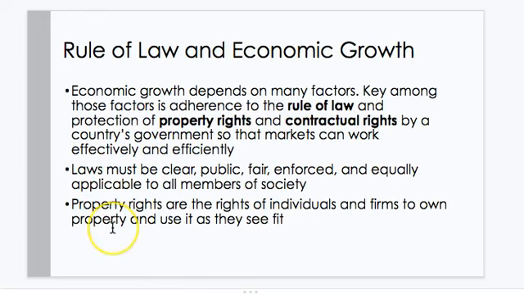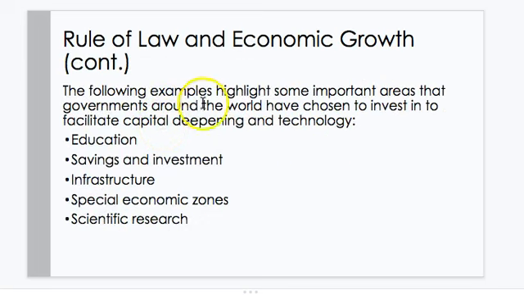Economic growth depends on many factors, key among them rule of law, property rights, and contractual rights. We've talked about this before, that the laws must be clear and property rights have to be able to be enforced. The following examples highlight some important areas that governments around the world have chosen to invest in to facilitate capital deepening and technology: education, savings and investments, infrastructure, special economic zones, scientific research.